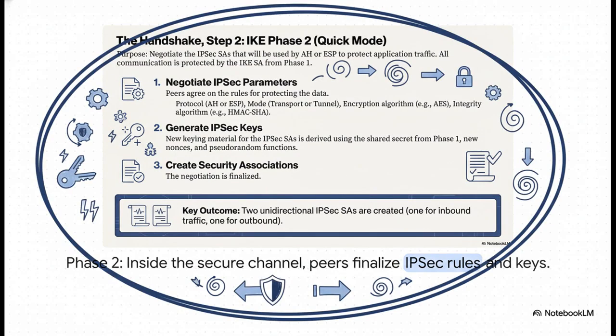The soundproof room is built. Okay, now safely inside that secure channel, Phase 2 begins. This is where the peers negotiate the real nitty-gritty details. Are we using ESP? What encryption algorithm are we going to use, like AES? Are we doing tunnel mode or transport mode?